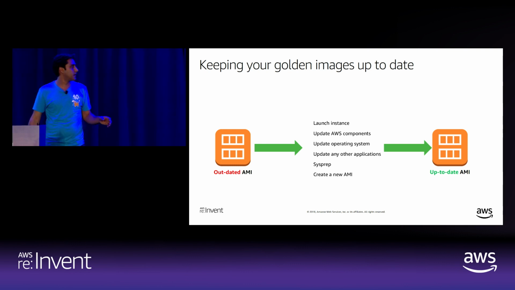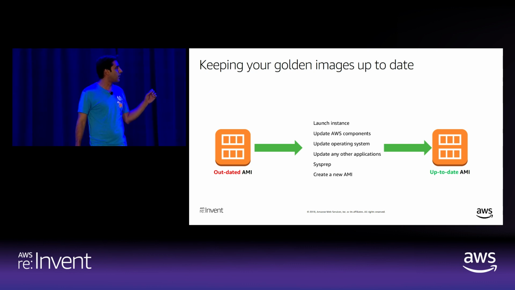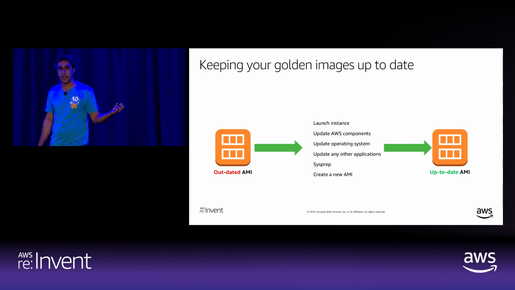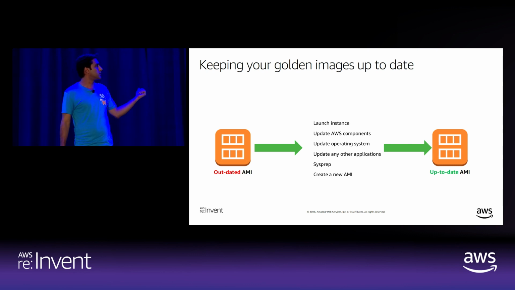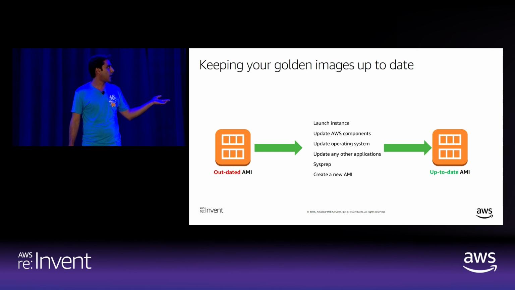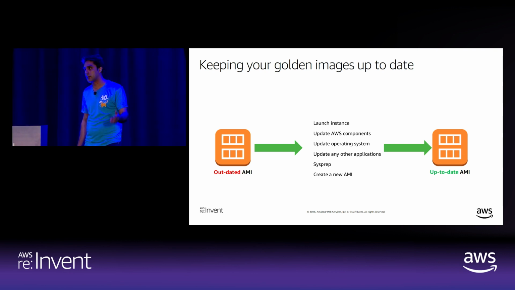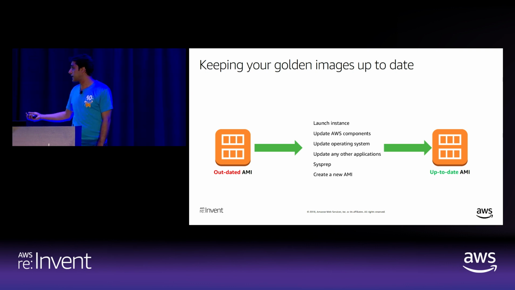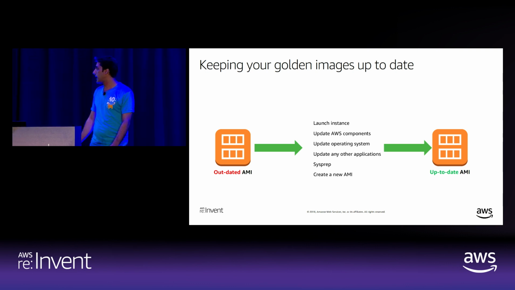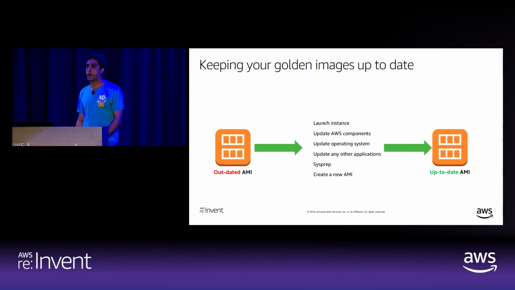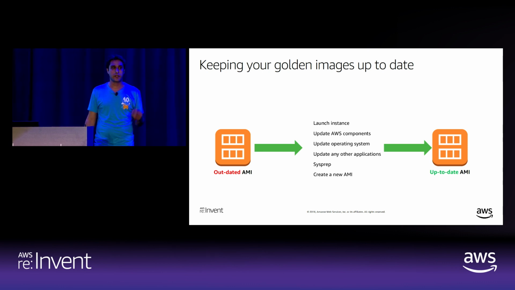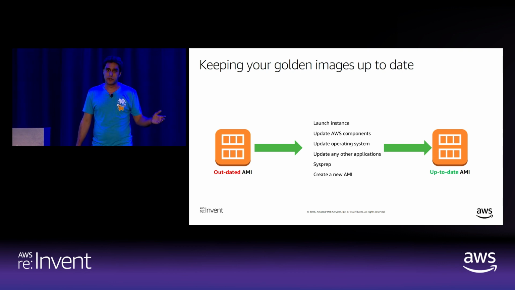Let's see what the tasks involved are if I have a very old AMI and I want to get to an up-to-date AMI. To do that, first, of course, I need to launch an instance from the older AMI. I need to update different AWS components, including different drivers, update the operating system, which usually takes some time, and update any other applications. You may have specific software that you want to make sure is patched and up to date, and then do a sysprep if required, and then create an AMI. And of course, after that, you need to clean up the temporary instance that was created during the process.